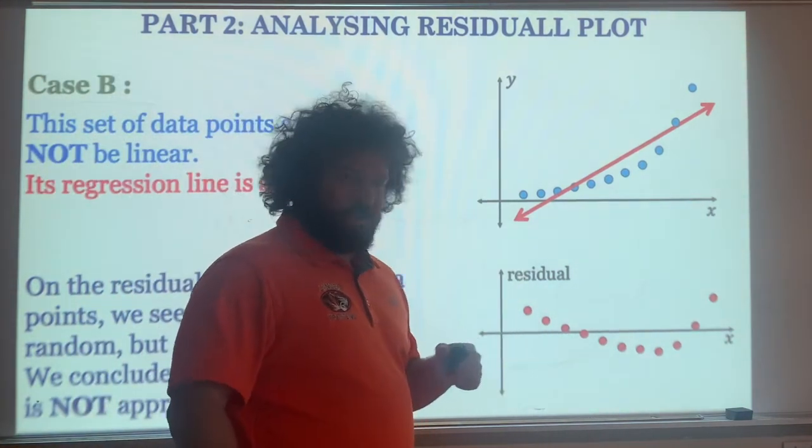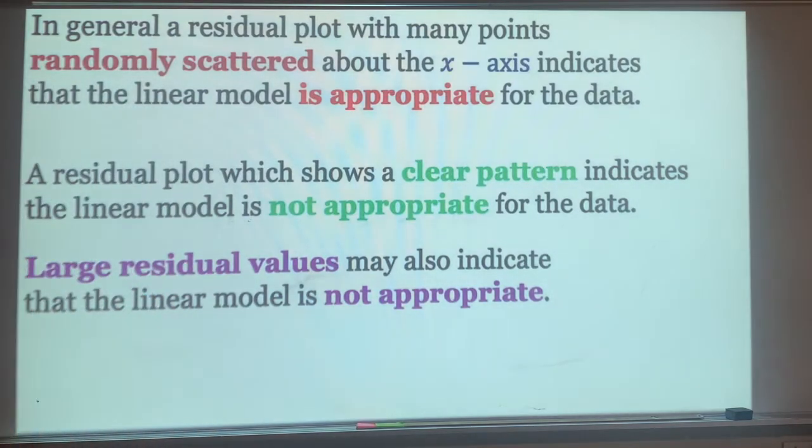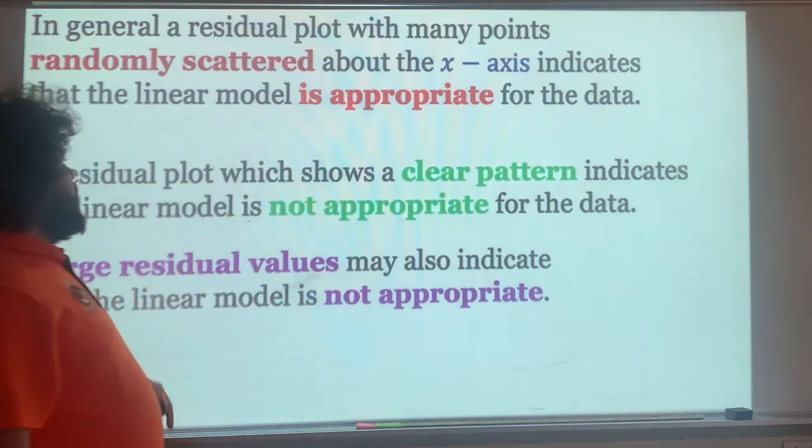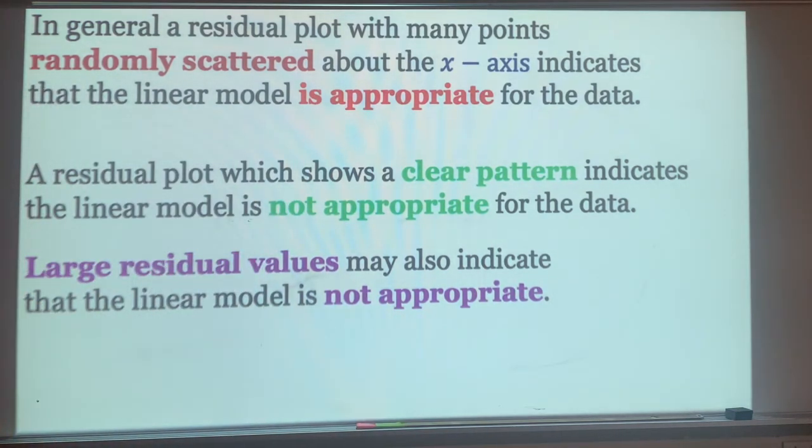See, told you this gets so tricky. In general, a lot of this stuff we don't have to do work, we just explain to you. A residual plot with many points randomly scattered all over the x-axis indicates that the linear model is indeed appropriate for the data. A residual plot that shows a clear pattern is not appropriate for the data. Large residual values may also indicate that the linear model is not appropriate.